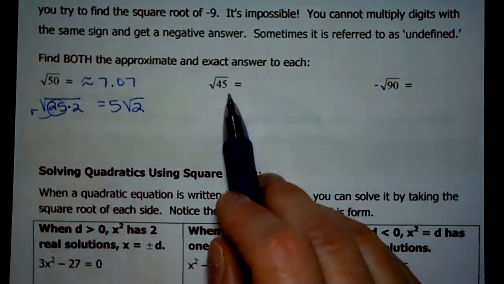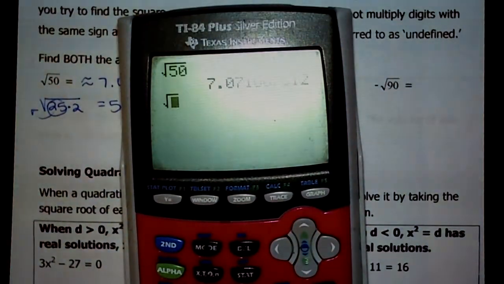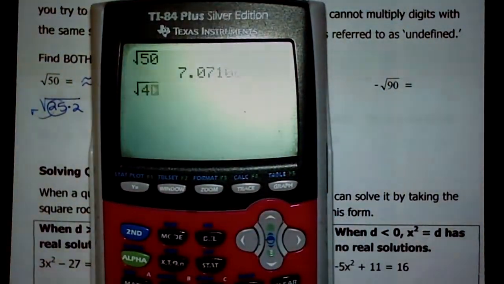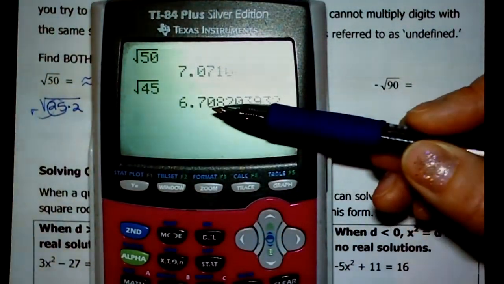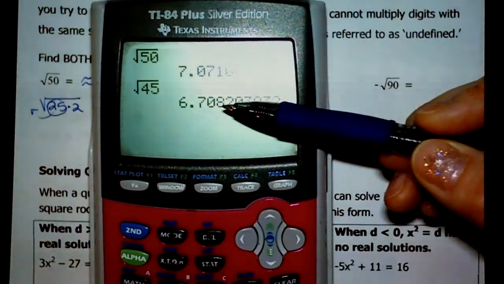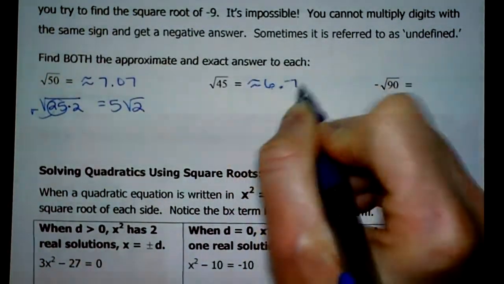Do the same thing with the next. I want the square root of 45. We'll give approximate, so hit second x squared, type in your 45, and it looks like it's about 6.7, and I would round that up to 1 because the number next to it is 5 or more. So about 6.71.